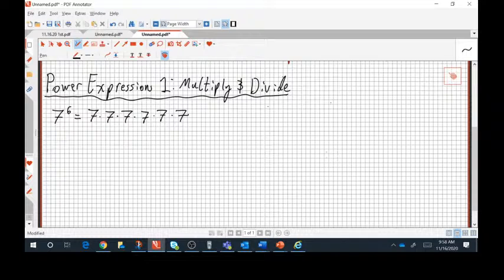But again, as long as you understand it's a string of 6 sevens being multiplied together, that's what I'm looking for. And that's the same as true with variables. Like a to the 4th is just a string of 4 a's multiplied together.